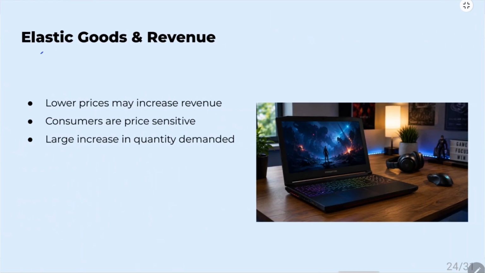Elastic goods and revenue. For elastic products, lowering prices may increase total revenue because consumers are highly responsive to price changes. When businesses reduce prices, quantity demanded often increases by a larger percentage amount. This large increase in sales can increase the firm's total revenue overall. For example, technology products such as gaming laptops, smartphones, and premium headphones often experience large increases in sales after price reductions, because consumers respond strongly to lower prices. However, if firms increase prices for elastic products, quantity demanded may fall sharply and revenue may decrease.